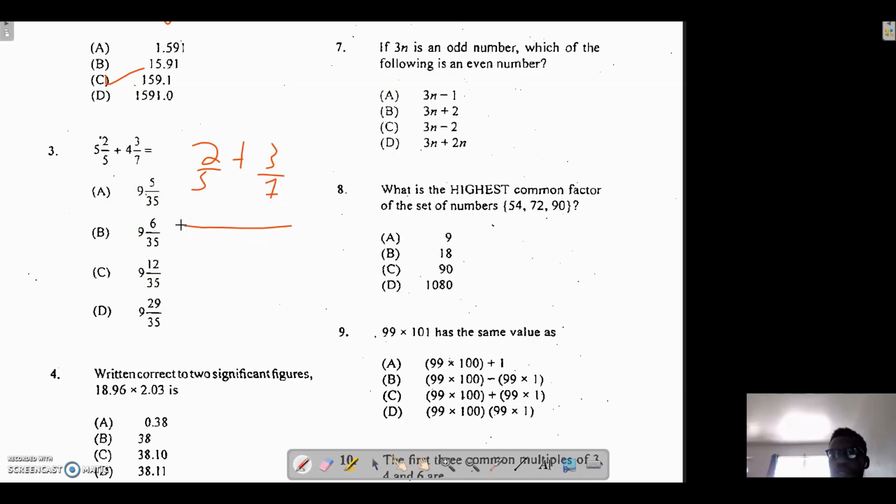My LCM there would be 35, and we say 5 into 35 is 7. 7 2s is 14. 7 into 35 is 5, and then we say 5 times 3 is 15. So what we end up with here is 29 over 35. Right? So it's 9 and 29 over 35, which would make it option D, as in dog.